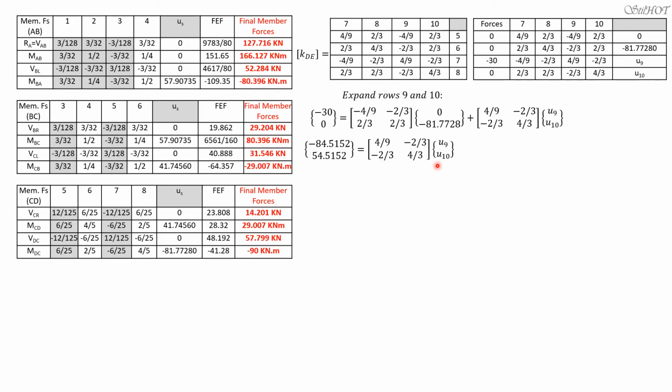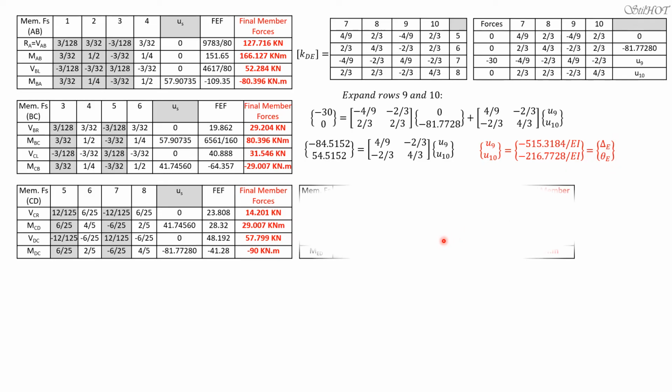Then, because this is just 2 by 2, you can easily obtain U9 and U10 as the inverse of this 2 by 2 matrix times this first matrix. So, solving that right away using your calculator, you'll get negative 515.3184 over EI and negative 216.7728 over EI. So, U9 corresponds to delta E and U10 corresponds to theta.